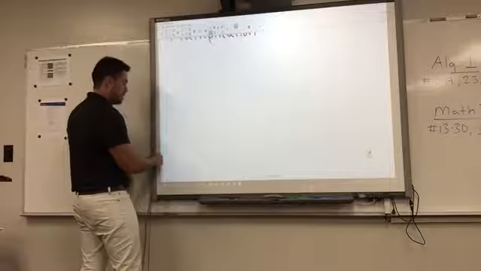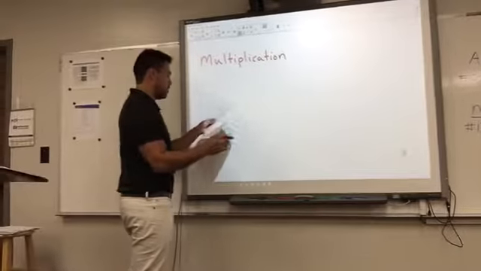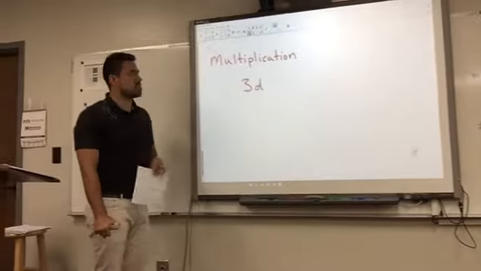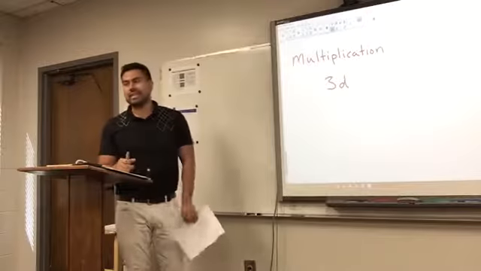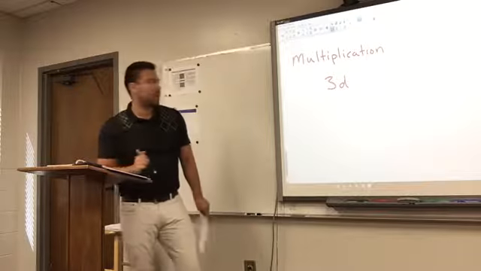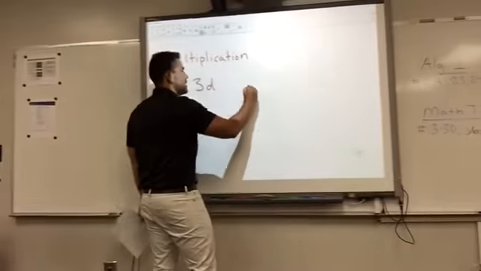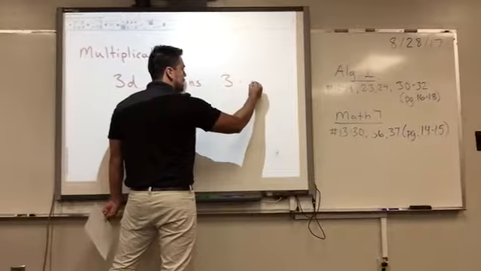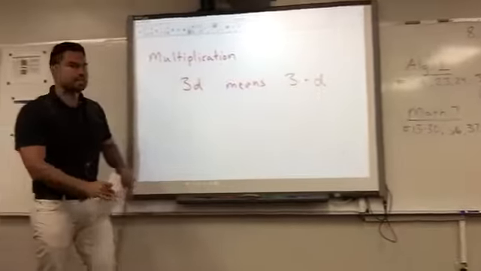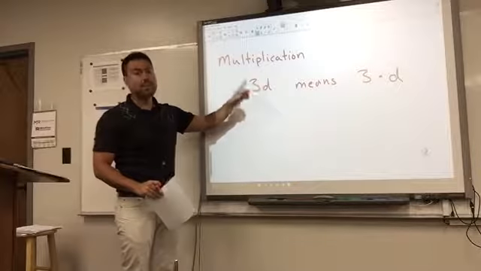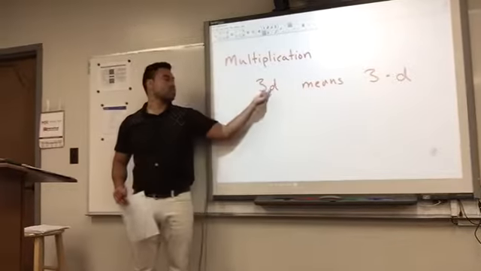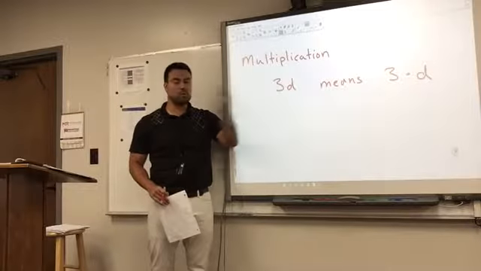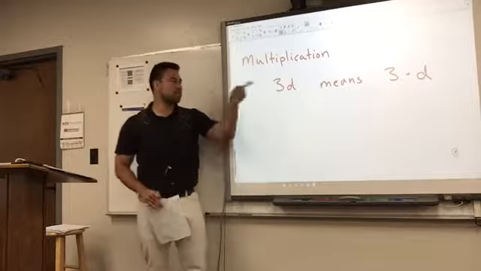Okay, multiplication in algebra. Multiplication's shown a little bit differently. All right, this is an expression. This is called, we name this 3D. Okay, 3D. What does that mean? What does 3D mean? It means 3 times D. Okay, that means multiplication. Do they have a multiplication sign here? No. When you have a number in front of a variable with nothing in between, it means multiplication.